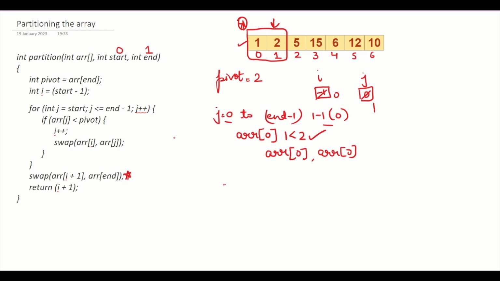Here we are swapping the values at ARR of I plus 1, which is 1, and ARR of n, which is also 1. So again, there will be no change in the array as we are just swapping 2 with itself. And now in the end, we are going to return I plus 1, which is 0 plus 1. That means 1. So 1 here is the index of the pivot element, which is 2. So let's take back this value to the quicksort function.